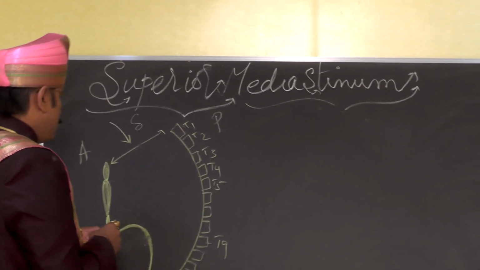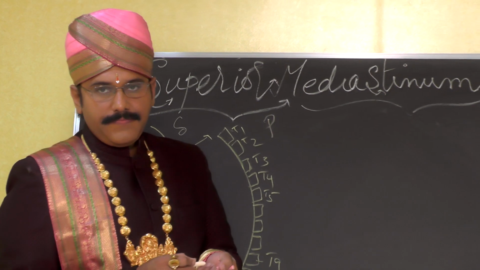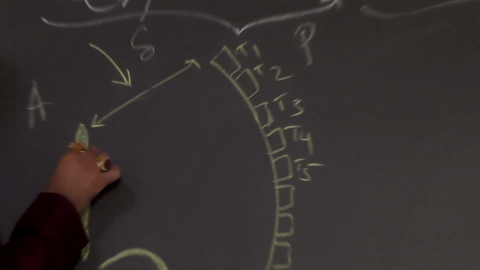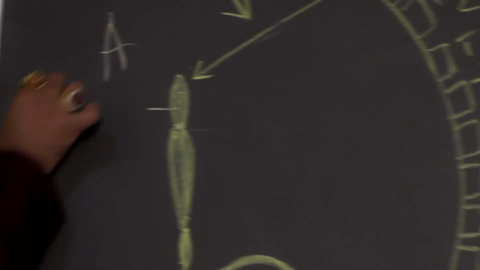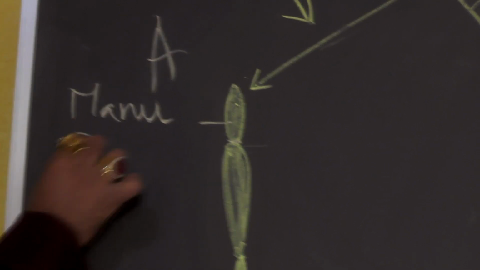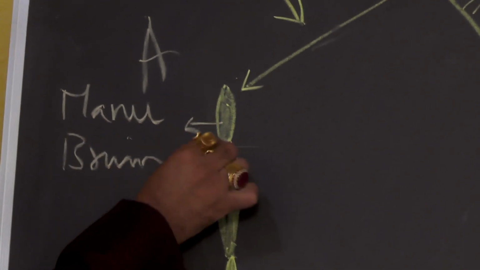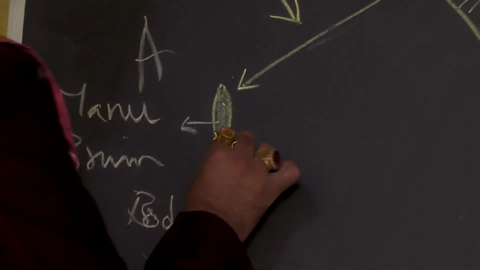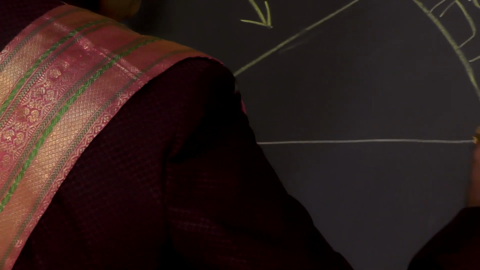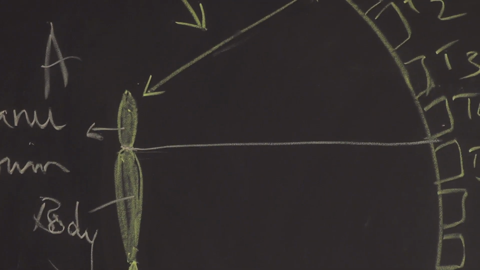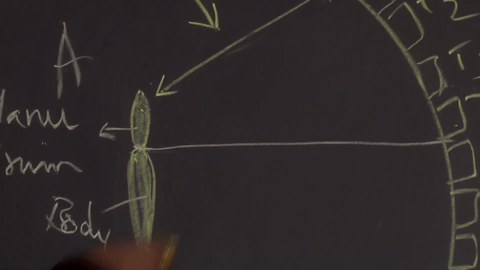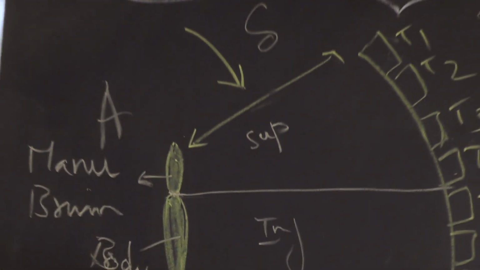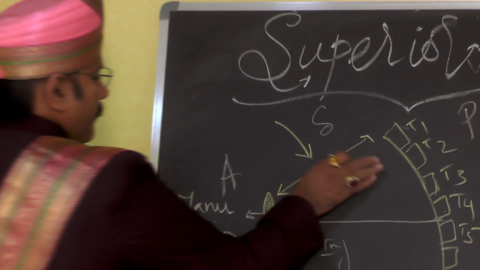Now, coming to the superior mediastinum, we said the mediastinum is divided from the sternal angle, that is the manubriosternal joint. This portion of the sternum is called the manubrium. Starting from the manubriosternal joint, this is the body of the sternum. Starting from this sternal angle, we draw a horizontal line which extends to the lower border of the fourth thoracic vertebra, dividing the mediastinum into superior and inferior mediastinum. Now let us focus only on the superior mediastinum.